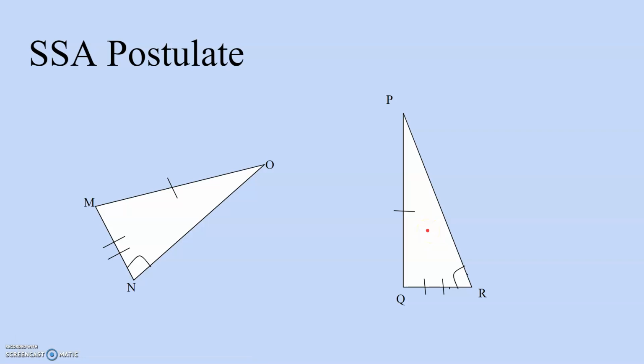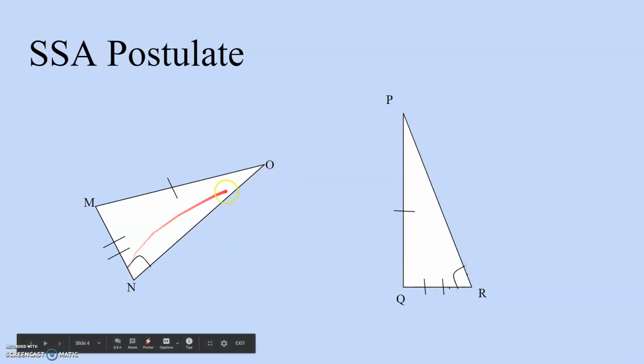The next postulate is the SSA postulate. This postulate does not prove congruency. This is because you could have the same angle and the same congruent sides, but this side can be different.